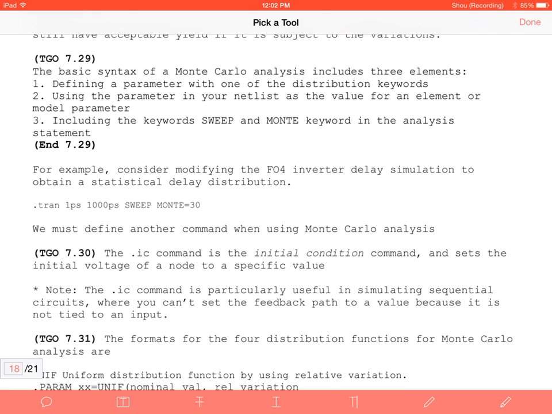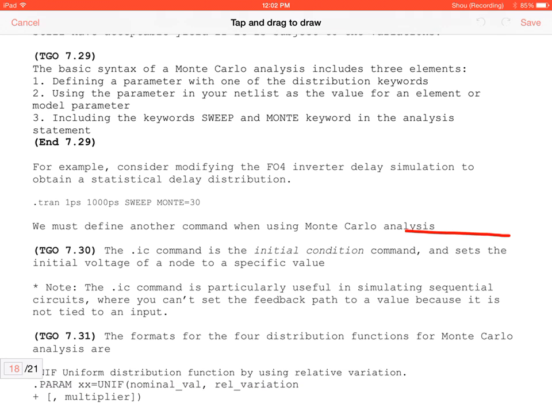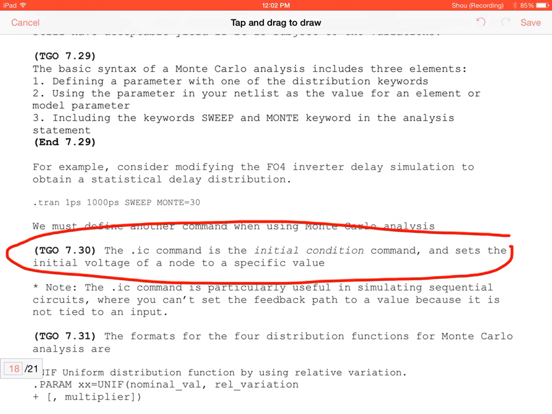I also wanted to include this very valuable thing I wish I had been taught as an undergrad. This would have saved me a ton of time. The .ic command is an initial condition command.